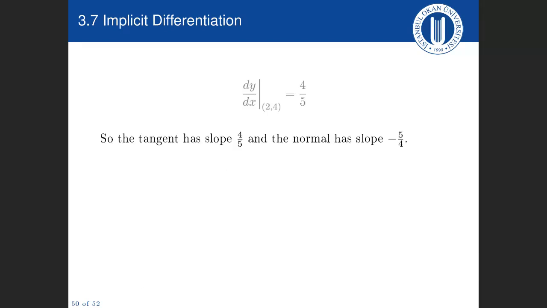And then the rule is, if the tangent line has slope k, then the normal line has slope minus 1 divided by k. If the tangent line has slope 4/5, then the normal line has slope minus 5 divided by 4. It's always multiply it by minus 1 and then do 1 divided by that number.